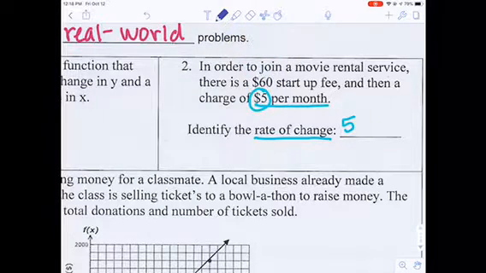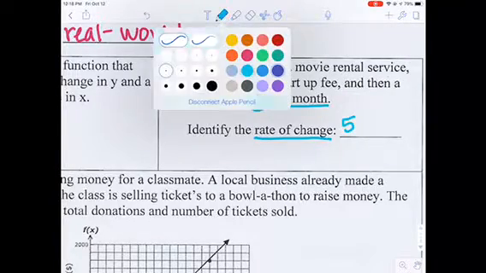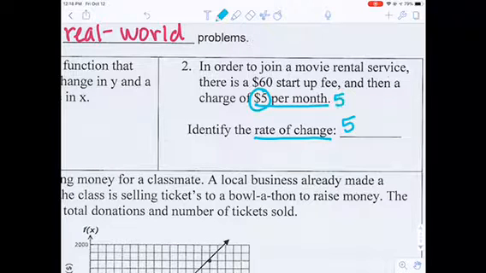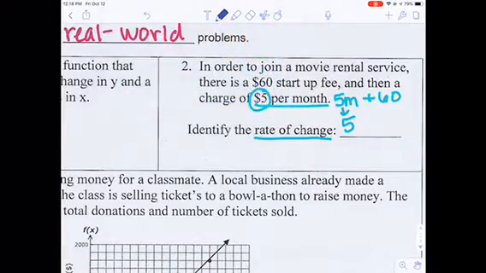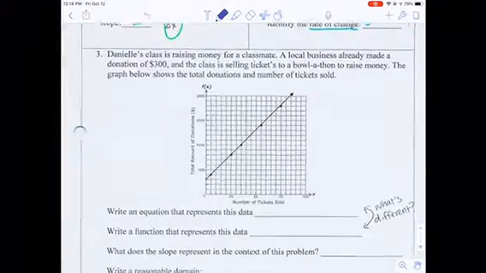Sometimes you won't have to really search for them or plug stuff in. You can just identify them from information you've been given. Remember that slope always goes with x, so $5 per month would be 5m plus the $60 startup fee. So whatever is directly with your letter is your slope or your rate of change.